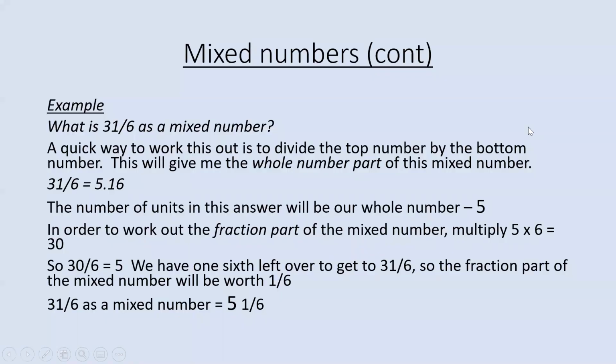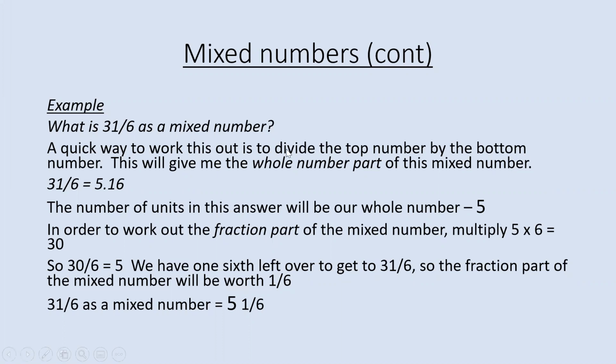So a quick way to work this out is to divide the top number by the bottom number, because this will give me the whole number part of this mixed number. 31 divided by 6 equals 5.16. Okay, so the number of units in this answer will be our whole number, 5.